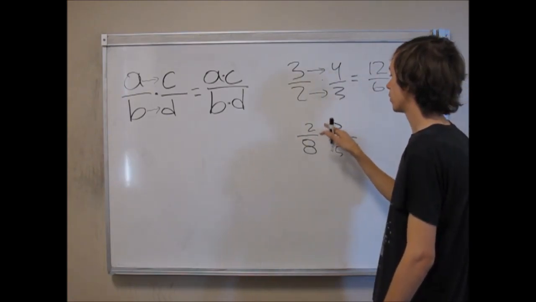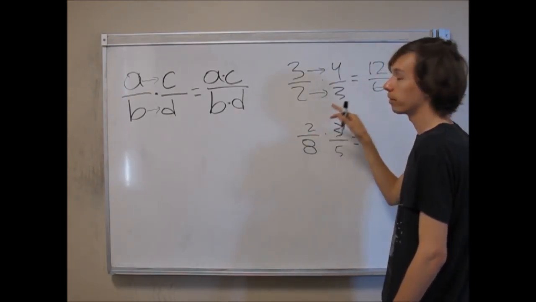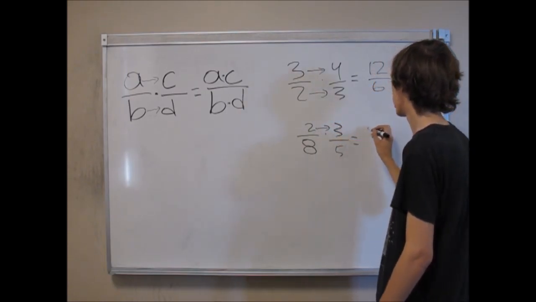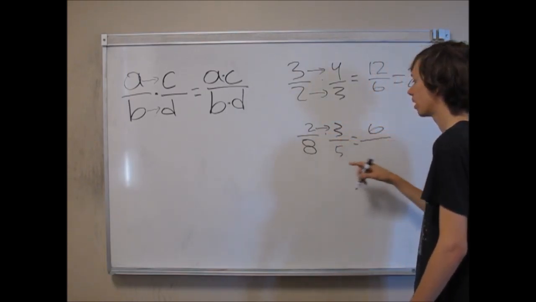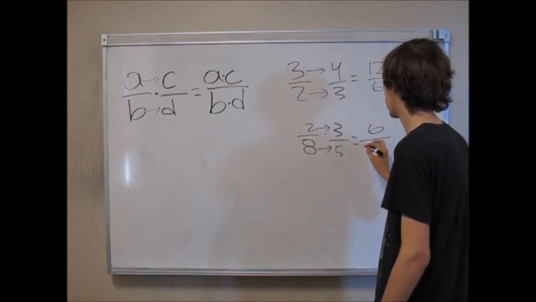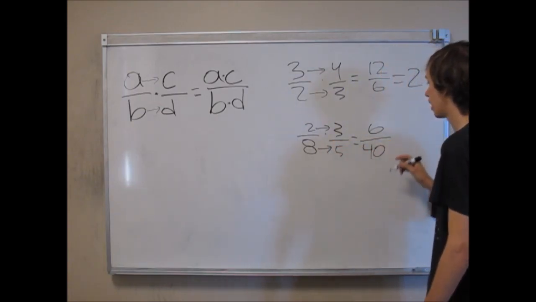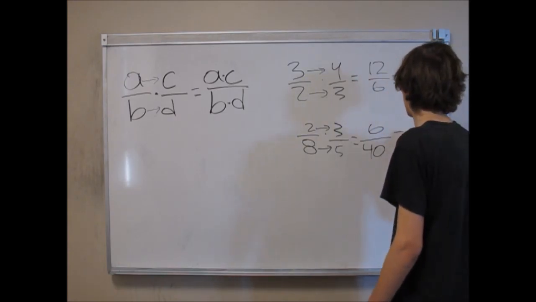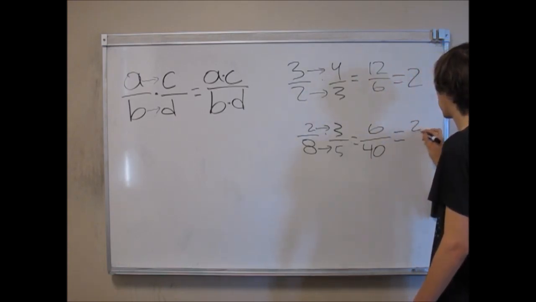Over here we have 2 over 8 times 3 over 5. So we're going to do 2 times 3, which is 6. And then 8 times 5, which is 40. And 6 over 40, we could take a 2 out of both of these, right? So we're going to be left with 3 over 20.